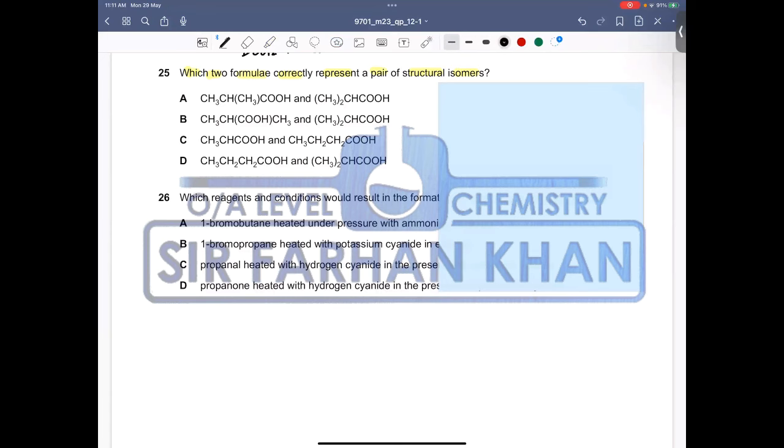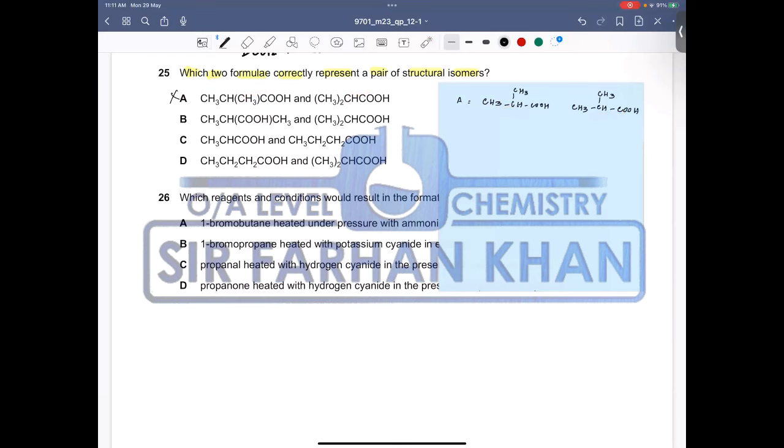Let's talk about A here. I think A is the same. Both these compounds are the same. For option A, this is CH3, this is CH, this is CH3, and this is COOH. And CH3, CH, CH3, and then COOH. So both the structures are the same, which is why A is incorrect.